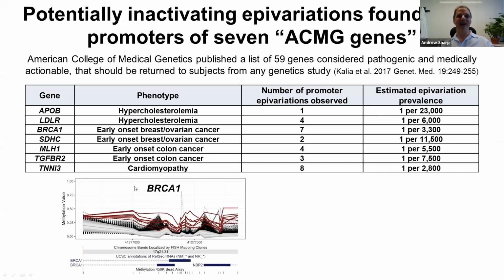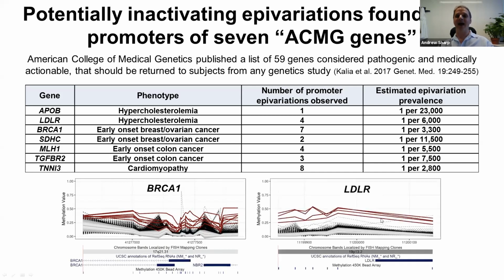Just to add some color to that, BRCA1, the most common cause of hereditary breast and ovarian cancer, we found 7 patients with gains of methylation of the promoter. And another one, LDLR, the low density lipoprotein receptor. This is associated with hypercholesterolemia. So that gives you a very high incidence of coronary artery disease. We found 4 people with what we would predict would be inactivating promoter epivariations in this gene.